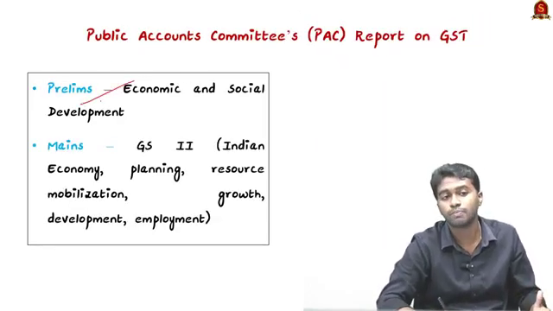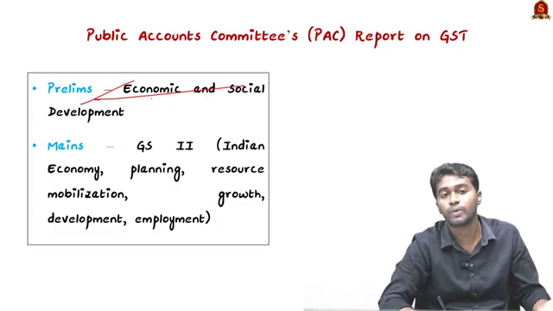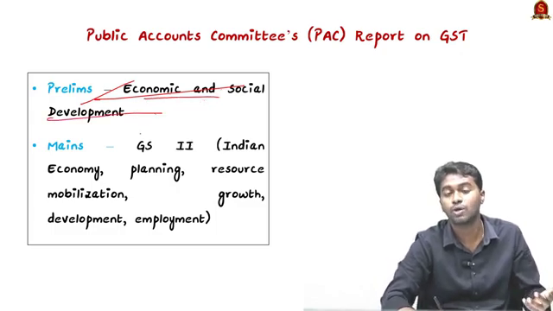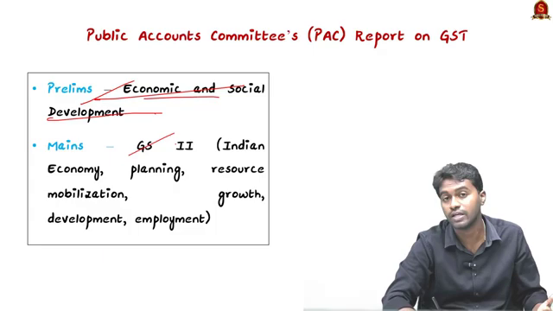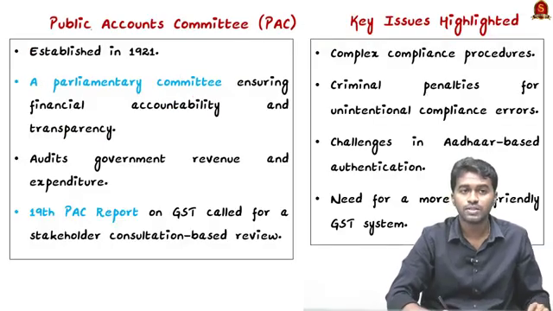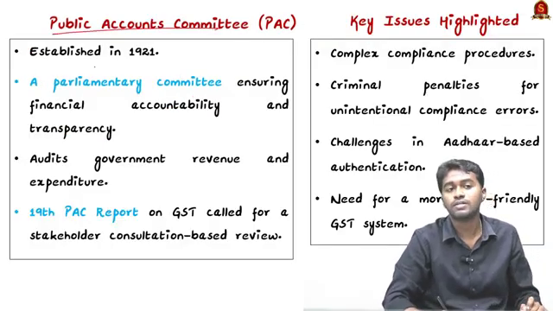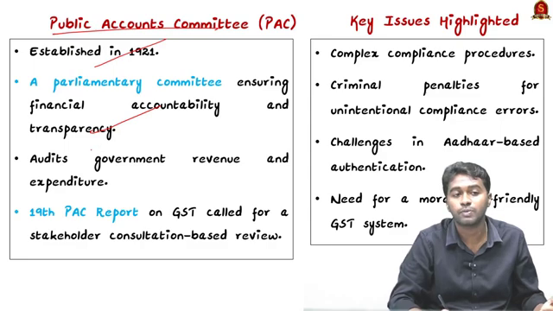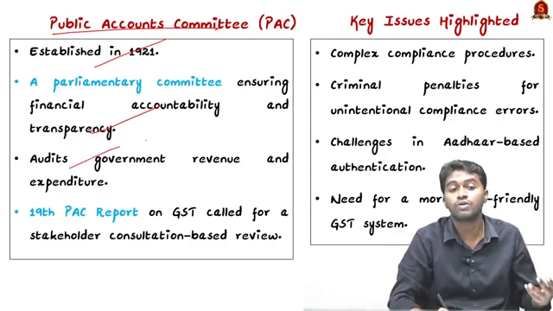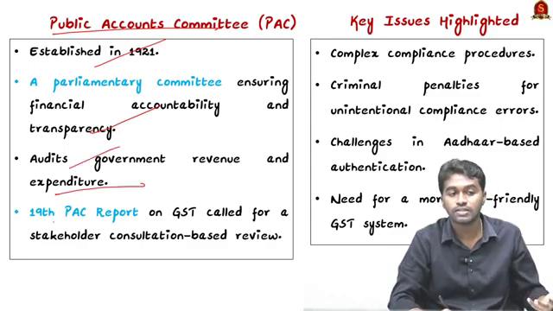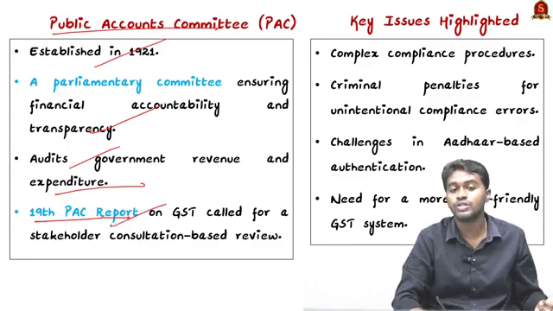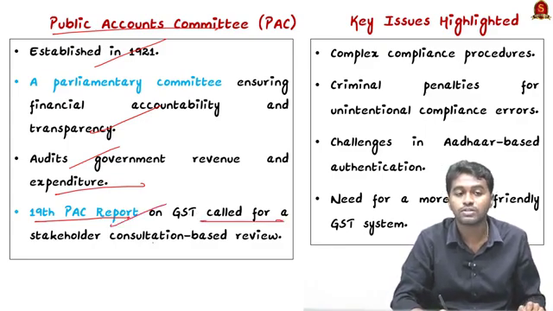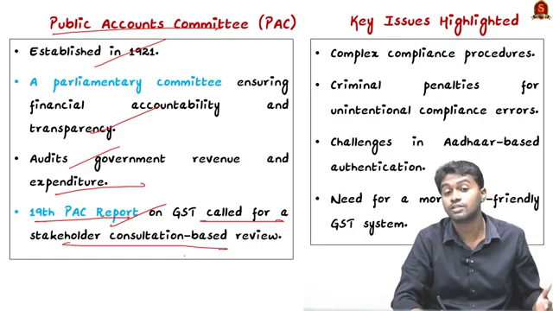So let us discuss more about this article, and before that we have to understand how this article is relevant to UPSC. In prelims you can expect questions from the topic economic and social development, and this topic is also relevant in GS paper 3 in UPSC Mains. So first we will see the Public Accounts Committee of the Parliament. It was established in the year 1921. The objective of this committee is to ensure financial accountability and transparency. Therefore, it audits the government's revenue and expenditure. And recently, in the 19th report on GST, the committee called for a stakeholder-consultation-based review.